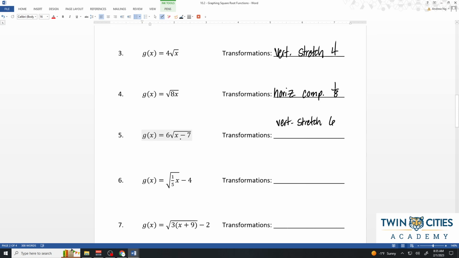And then x minus 7. When I see minus 7, remember, opposite, because it's a horizontal change. So I'm actually going to go to the right 7.